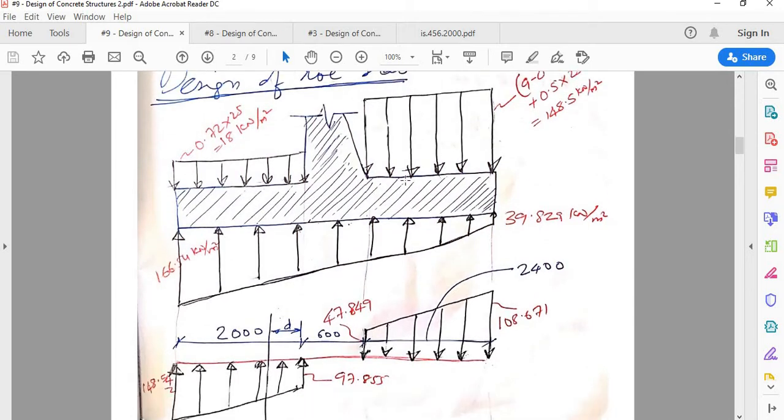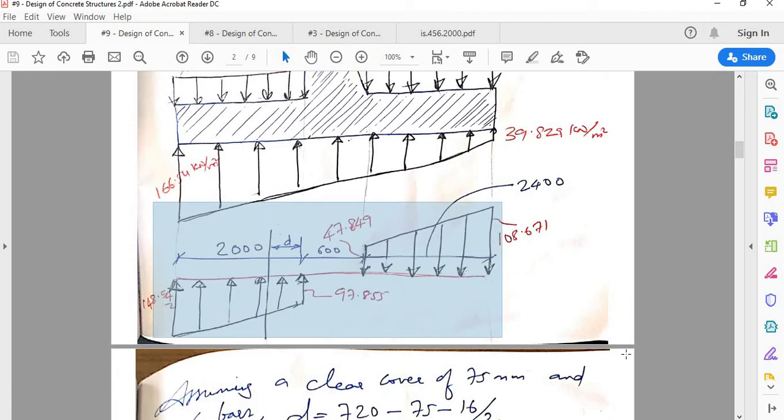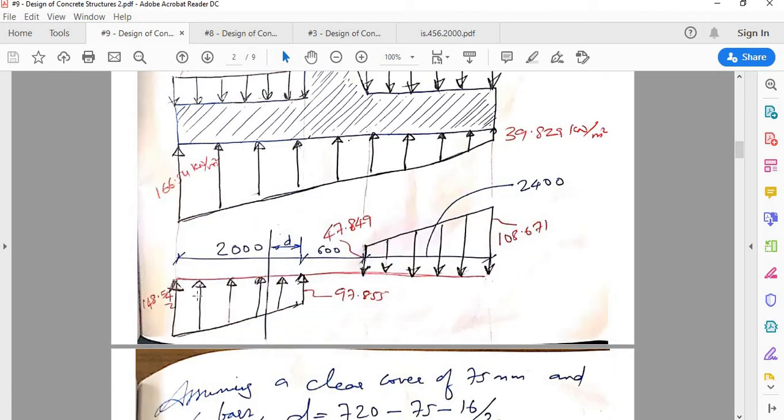So you cancel out, and this is what you will get, the net stresses. It will be upward for the toe portion and downward for the heel portion. Again, similar to what we have seen for the cantilever retaining wall.